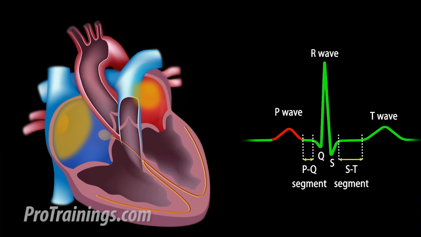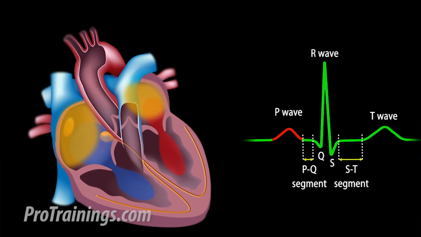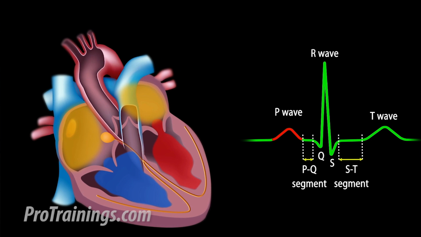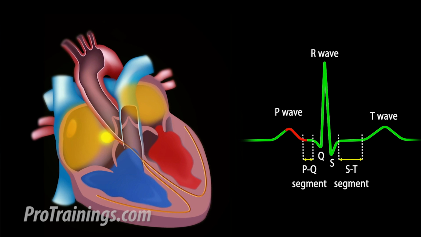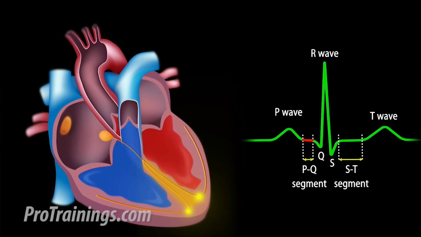It represents the depolarization of both the right and the left atria, which occur at the same time. The segment between the P wave and the R wave represents the delay of the electrical circuit in the AV node. This is the time it takes from the end of the P wave to the beginning of the ventricular response, represented by the QRS complex. Now, the Q wave represents the first activity of the ventricular depolarization and is usually the first negative deflection after the P wave in the complete complex.